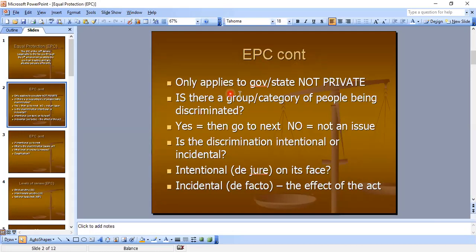EPC continued, it only applies to government. State does not apply to private. We don't write this up if it's a private actor. It doesn't apply to them. Is there a group?